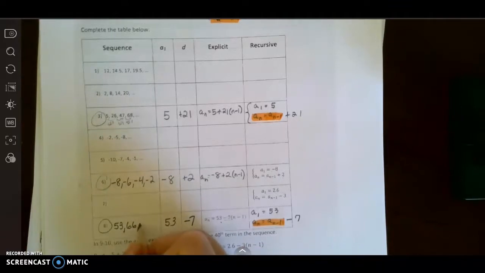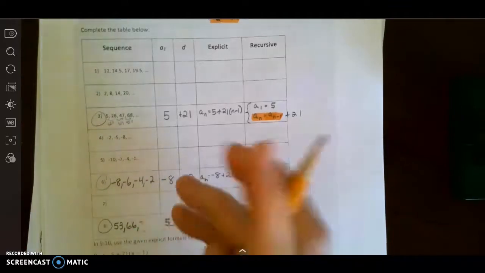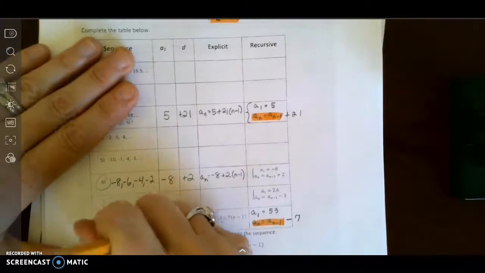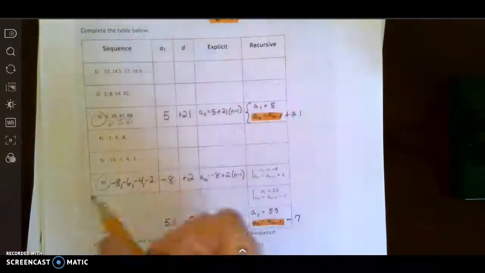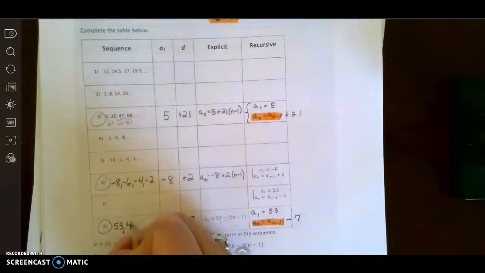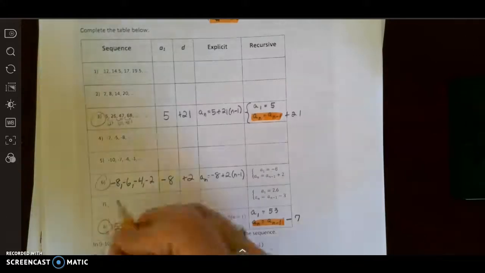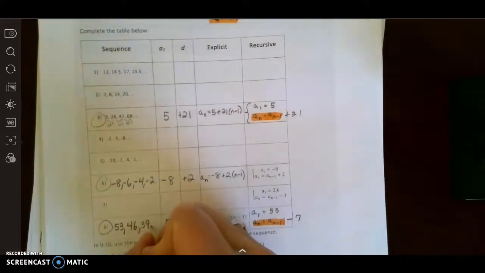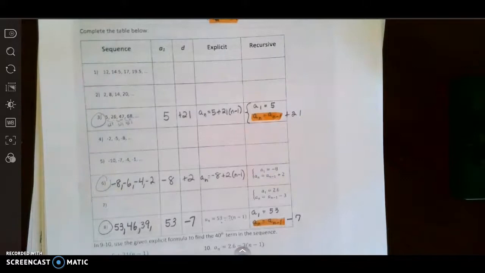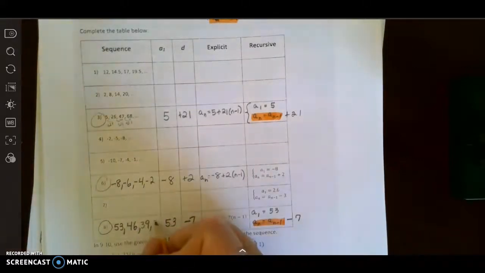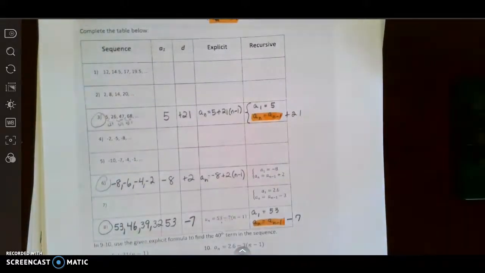When I subtract 7, I get... actually, I didn't add 7. I meant to write 46. Sorry about that, because I'm taking 53 and then subtracting 7. Then I get 46. I subtract 7, and I get 39. I subtract 7, and I get 32.